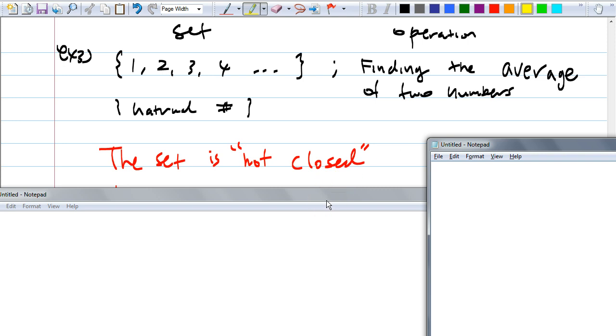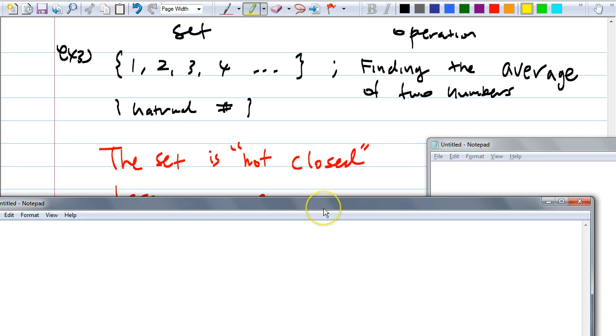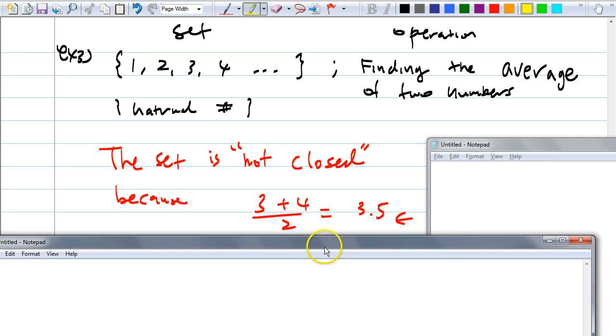Yeah. 1 plus 2. Sure, you could do 1 plus 2 over 2, which is 1.5. Is that the only example you could give me? No, you could give me 3 plus 4 over 2. As long as of the two numbers you're adding, one is even and the other is odd, then you're going to get some decimal. Does that make sense? And as you can see, we don't have any decimal in this set.